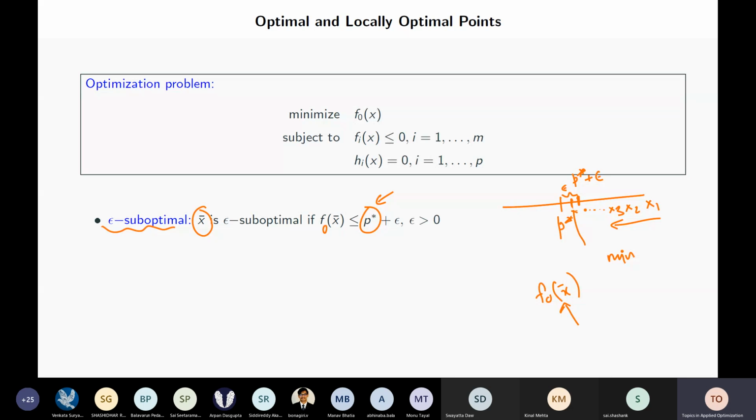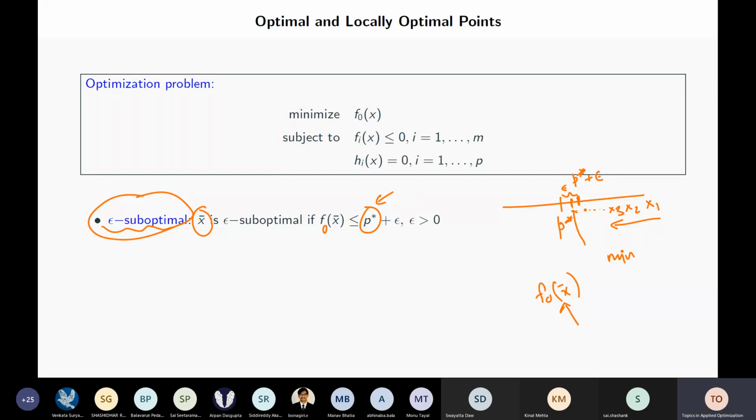That's called epsilon optimal, and this will play a major role because in practice, in many realistic scenarios, you don't hit the optimal value at all. You have to go by an iterative method, like the gradient descent method I told you about. That's an iterative method. You produce x1, x2, x3, and so on, and you are moving closer to the optimal value.